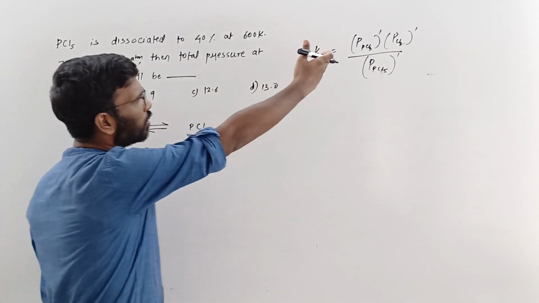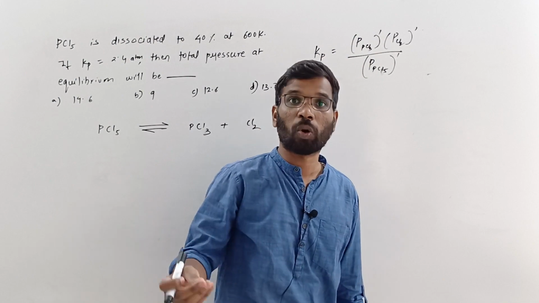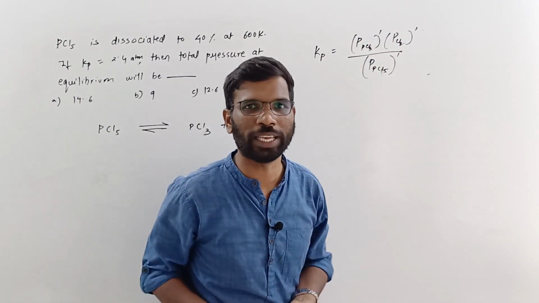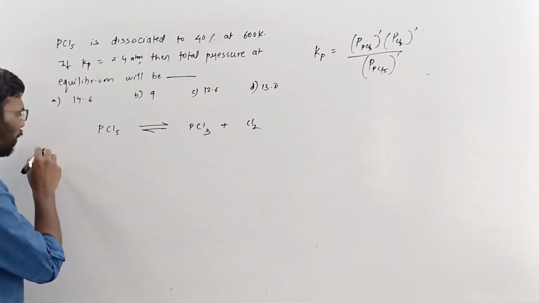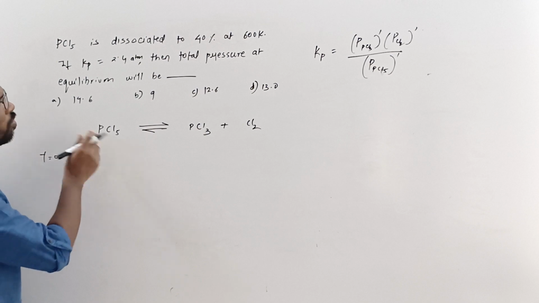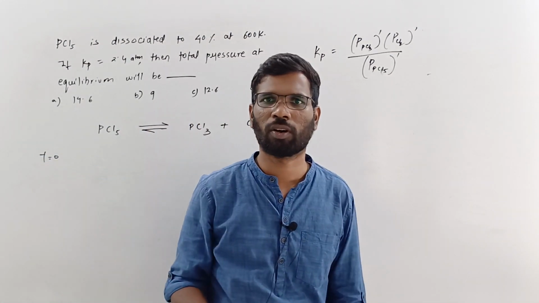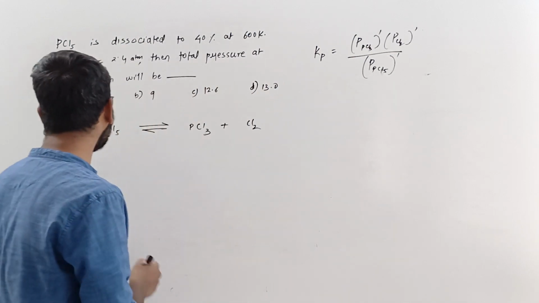I need to put in these partial pressures at equilibrium. See, what is the meaning of equilibrium? These are the concentrations at equilibrium. Then only we call it the equilibrium constant, right? So here, at time t equal to 0, no initial concentration or initial pressure of PCl5 was given. So I'll take this to be x.